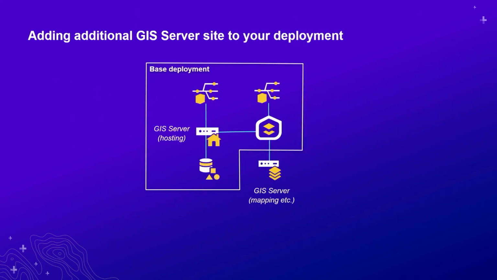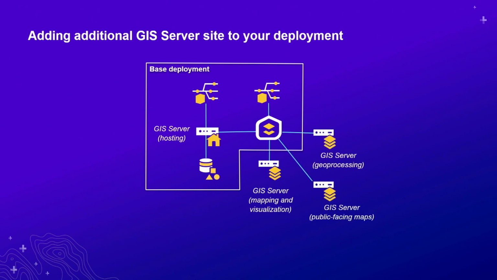So what would it look like to scale out by adding additional GIS server sites? Within the white box, we have the base deployment, the different components that are wired up. And then outside of the white box, we've added this new additional GIS server site. Maybe we're using it for mapping. But you could go even further than this and say, well, I want 4 total GIS server sites. My hosting server site, that's part of the base deployment itself, but then I've added additional sites for mapping and visualization, one for public-facing map services, and a 4th one for my geoprocessing services, so I truly get that workload separation.